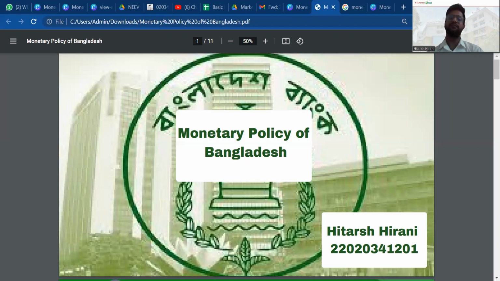This reduces the money supply in the economy. Conversely, if the reserve requirements are reduced, commercial banks can lend more money to the public, increasing the money supply in the economy. Third, interest rates. The central bank in Bangladesh uses it as a tool to influence the money supply in the economy.